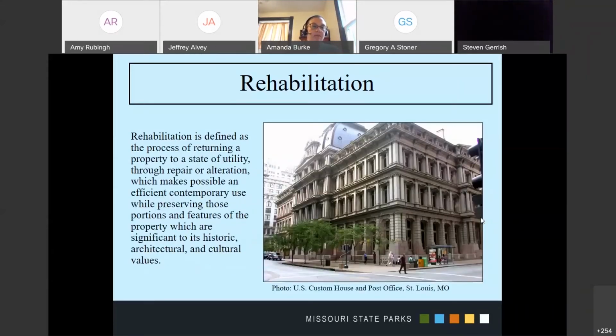The next standard that we use, and like I said, this is the one most of our projects fall under, is rehabilitation. We have a property, it needs to be made useful. So we're going to repair it and alter it in ways that make it possible to be used. This is the one that allows us to change uses, change shapes of spaces, and functions in the building. So it's the most flexible and the one that most projects fall under. It allows for continued use, like I said.